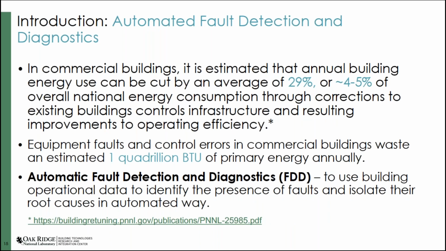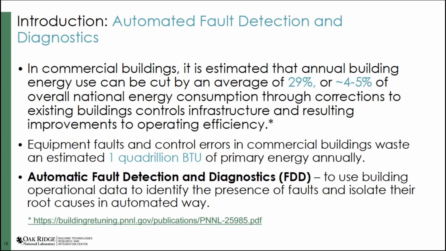So is this inevitable? Of course, we can reduce the building energy use by implementing many available energy efficient technologies such as better building materials, high efficient windows, or high performance HVAC systems. But on the other hand, building energy use can be simply reduced by correcting the faults frequently found in commercial buildings. According to a study in commercial building, it is estimated that annual building energy use can be cut by an average of 29%, or 4 to 5% of overall national energy consumption through corrections to existing building controls infrastructure and resulting improvement to operating efficiency.